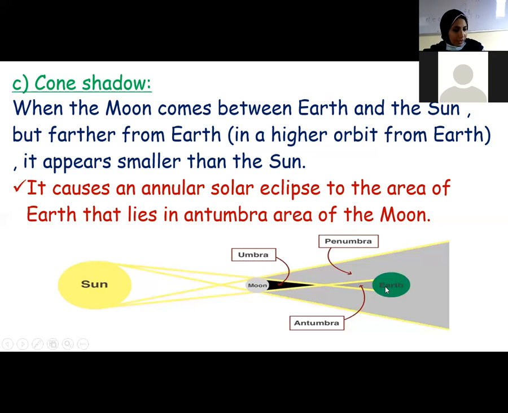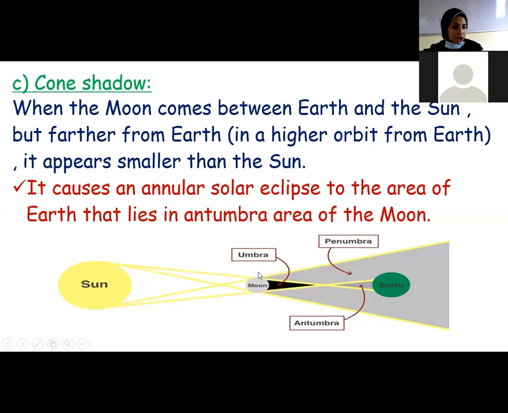In the antumbra shadow, it causes an annular solar eclipse, another type of solar eclipse called annular solar eclipse. Okay, so in the antumbra shadow, the annular solar eclipse happens. So we have three types of shadow, and the types of the solar eclipse depend on these three types of shadow or three types of area.